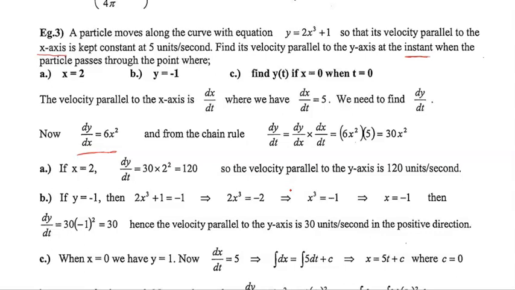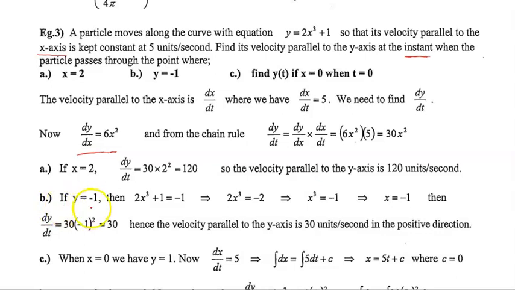Okay, so because we want to find the velocity parallel to the y-axis at the instant when the particle passes through the point where x equals 2, at that instant dy/dt was 30 times x squared in general. At the moment where it passes x equals 2, dy/dt was 30 times 2 squared, giving us 120 units per second. So that's the velocity parallel to the y-axis at that moment in time. What about where y equals minus 1?